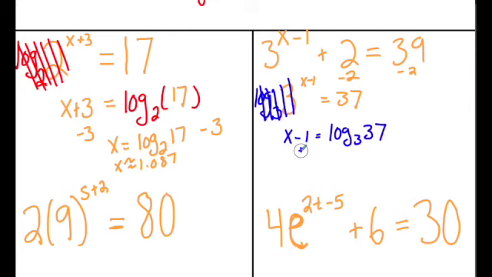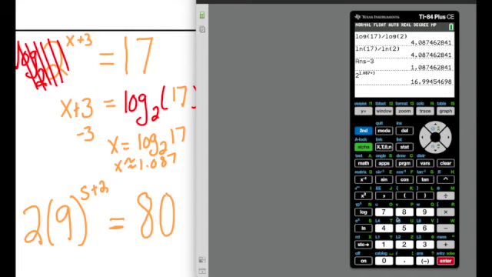And then what do I do to get x alone? I add 1 on both sides. So I get x equals log base 3, not of 38, of 37. Remember, you're getting that value, and then you're going to add 1 to what you get in the answer. So here's what I do. Ready? Let's go to the calculator. So remember, we're going to do the change of base. So the log of 37 over the log of 3. That's log base 3 of 37 plus 1.